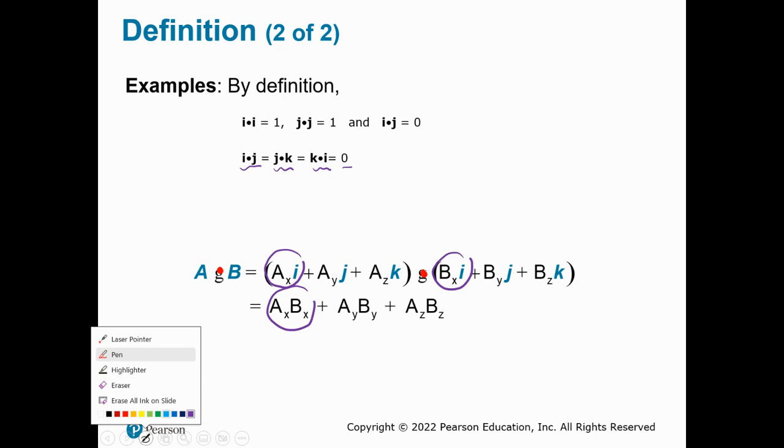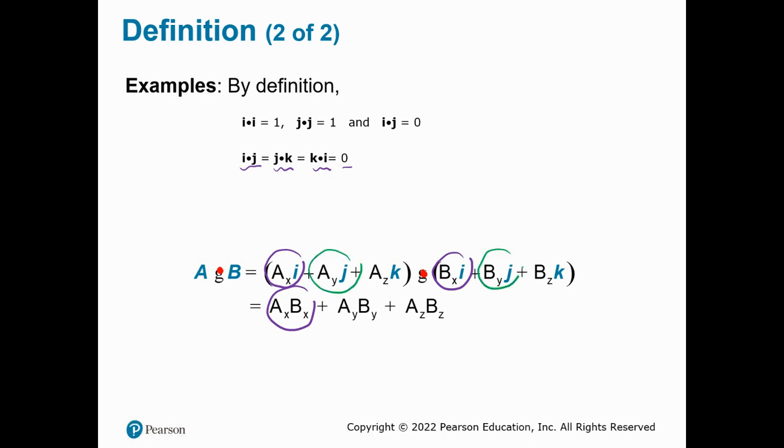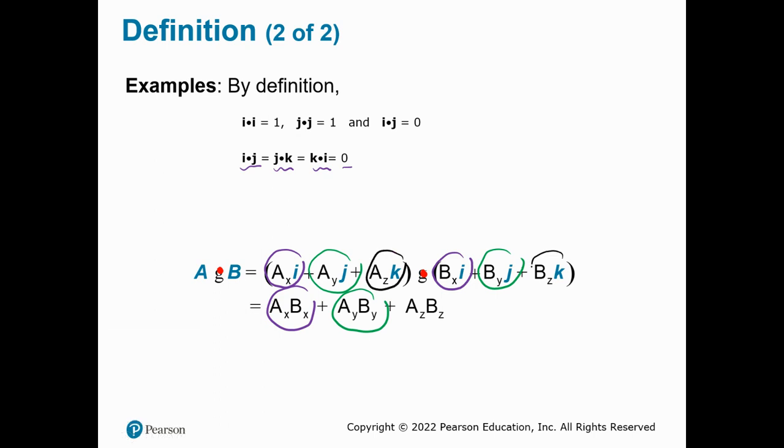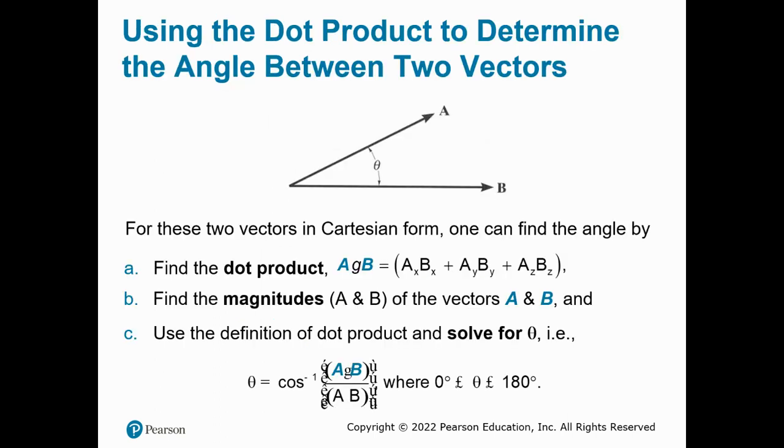So moving on, same thing. Similarly, you're going to see the J component only, and j dot j is 1. That gives you AyBy. And lastly, you will see AzBz, k dot k is 1, and you have that. Dot product, keep going. Using the dot product, we can determine the angle between two vectors.